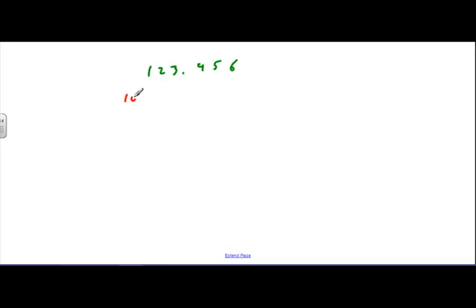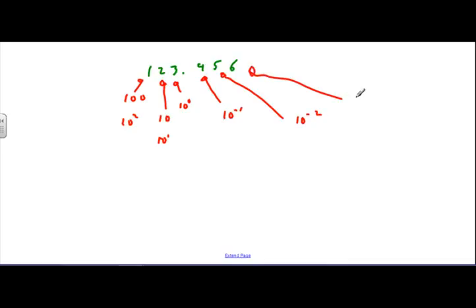100s place, 10 squared. This is the tens place, 10 to the first. This is the units place, 10 to the 0. That's the 10th place, 10 to the minus 1. That's the 100th place, 10 to the minus 2. That's the 1000th place, 10 to the minus 3.